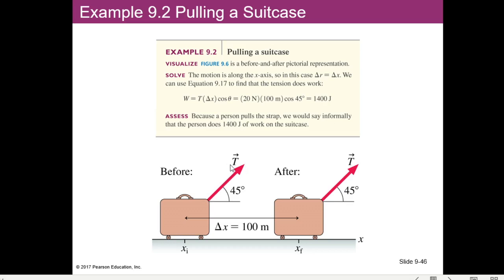So that means that our tension force on the strap is not the same direction as the displacement. The displacement of the suitcase is along the x direction, but only the amount of the force that we are exerting that's along the displacement is going to do work. Now suppose that, as in this example, the angle is 45 degrees. Then we would take the amount of force T, multiply it by the cosine of 45 degrees, and then multiply that by the displacement here of 100 meters, and that would be the work done by the tension.